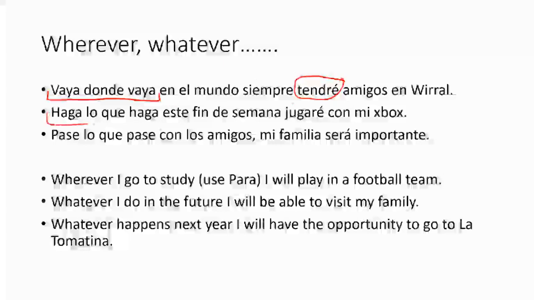The other one is haga lo que haga. So whatever I do, haga lo que haga, este fin de semana jugaré con mi Xbox. So whatever I do this weekend, I will play with my Xbox.